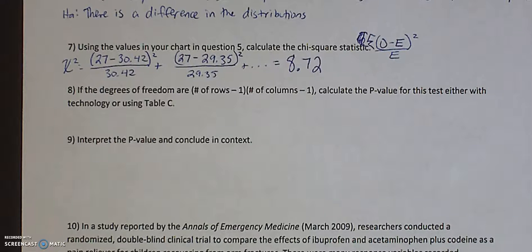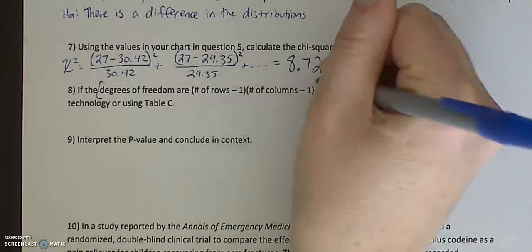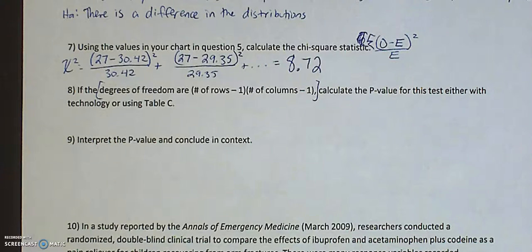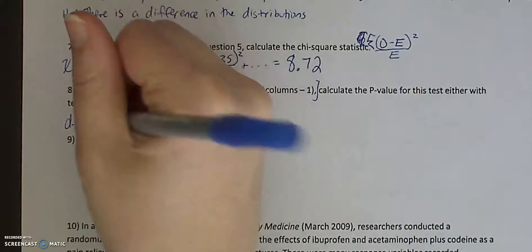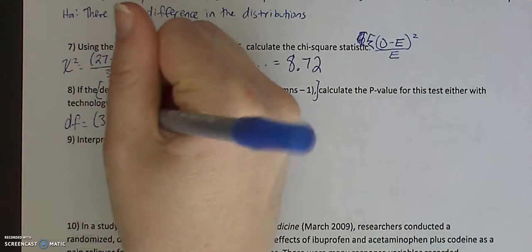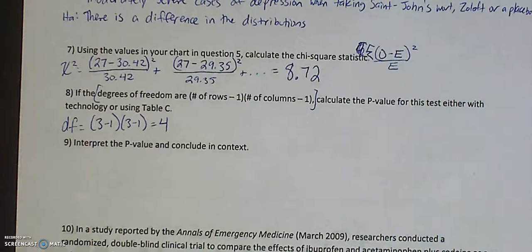Now, degrees of freedom, when it's not a one-way table, is not just going to be the number of categories minus 1. That's what we did when it was a goodness of fit. Now we have a two-way table, so it's a little bit more challenging. To calculate your degrees of freedom, you do the number of rows minus 1 times the number of columns minus 1. So degrees of freedom, in this instance, is going to be 3 minus 1 times 3 minus 1. So 2 times 2 is 4. So that's why the calculator said our degrees of freedom was 4.